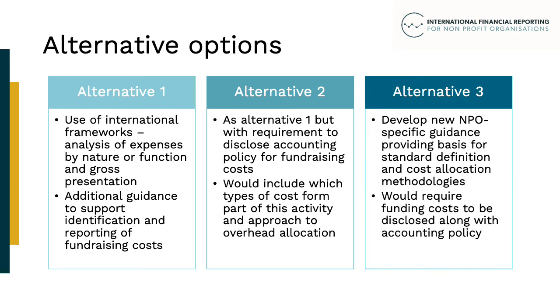Alternative 3 would rely on new NPO-specific guidance being developed. This would require fundraising costs to be disclosed along with the accounting policy. The guidance developed for this alternative could provide the basis for a standard definition along with cost allocation methodologies and might usefully include a list of fundraising activities to assist NPOs.